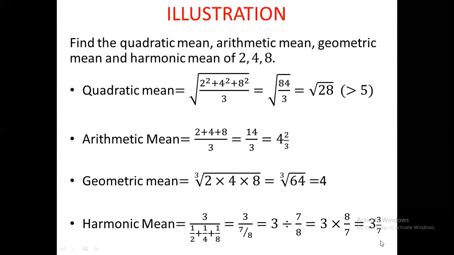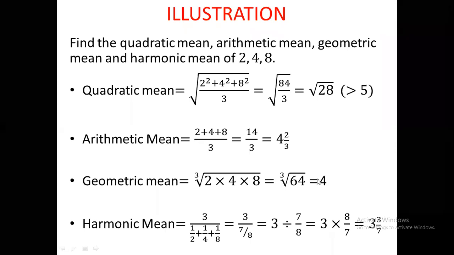Okay, so we've actually shown how to compute these means, but it's not just showing it. There's something I want you to note. Now you see clearly that our quadratic mean is greater than the arithmetic mean. Okay, quadratic mean is the square root of 28, which is 5 point something, because the square root of 25 is 5. It's 5 point something, and that's clearly greater than, of course, 4 and 2 over 3. And we see that the arithmetic mean is greater than the geometric mean. Okay, arithmetic mean is greater than geometric mean. 4 and 2 over 3 is greater than 4. We see our geometric mean is greater than our harmonic mean, which is 3 and 3 over 7.